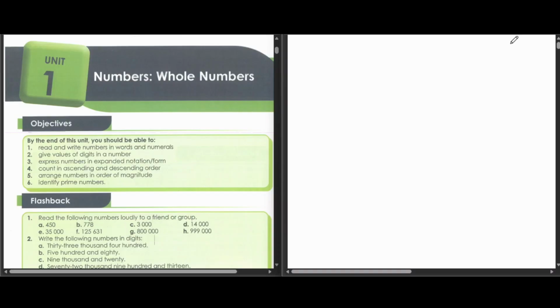By the end of this unit, you should be able to, number 1, read and write numbers in words and numerals. Number 2, give values of digits in a number. Number 3, express numbers in expanded notation or form. Number 4, count in ascending and descending order. Number 5, arrange numbers in order of magnitude. Number 6, identify prime numbers.